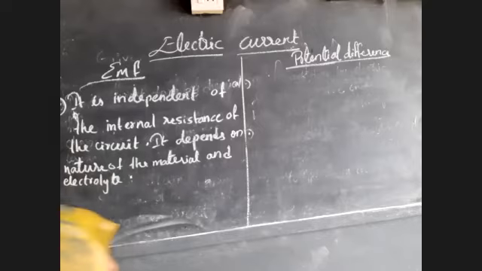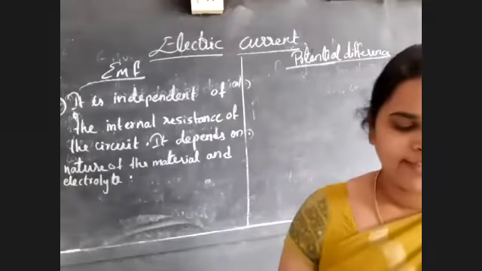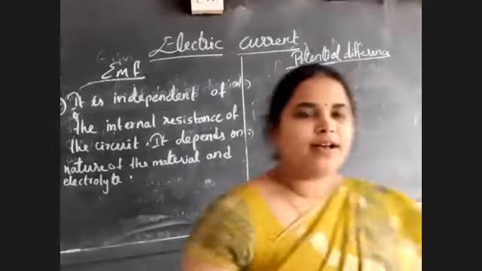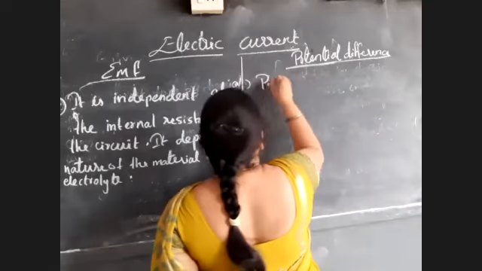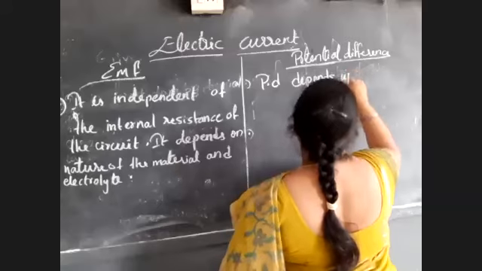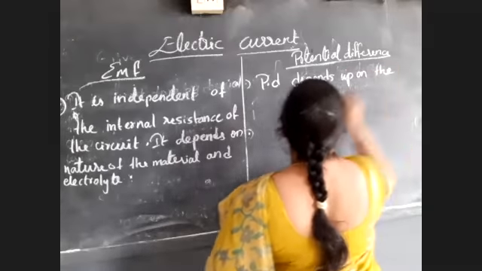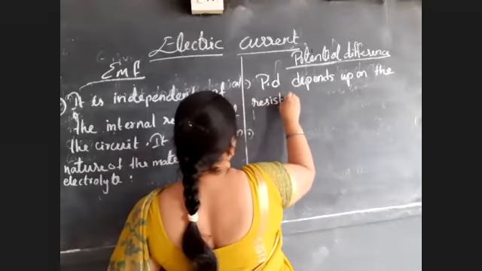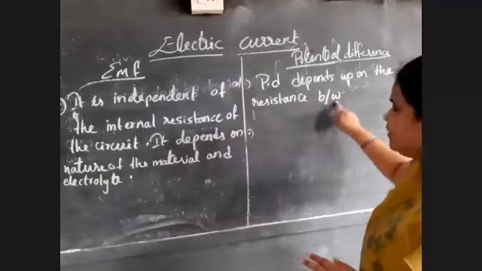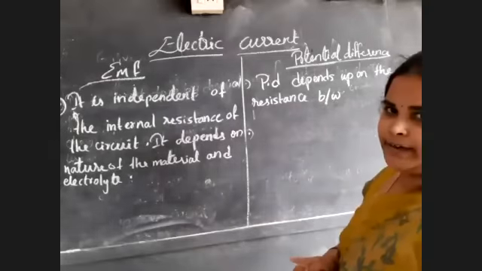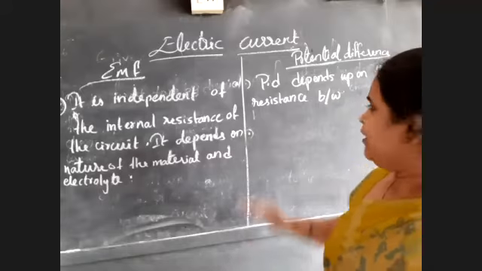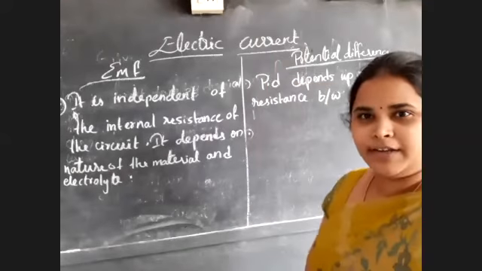Now, what about the potential difference? Potential difference depends upon the resistance between 2 points of the circuit and the current flowing through the circuit. Potential difference depends upon the resistance between. See, I am writing this between in the short form. You don't write like that. Do not follow that. You can write like this when you go to higher classes, not now. Okay.